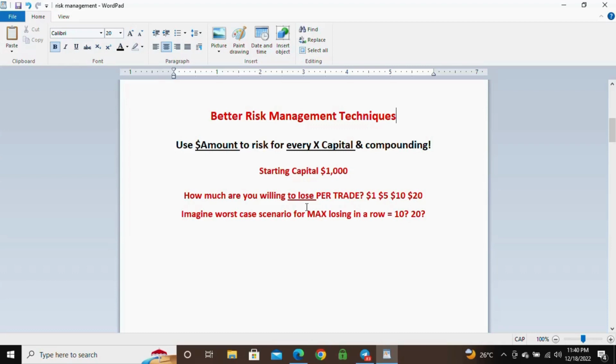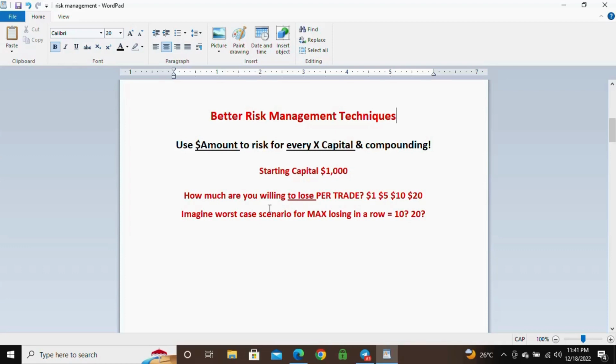So ask yourself. This is an individual decision. Nobody can determine that for you. Your mentor, your tutor cannot determine this for you. If you are having $1,000 and you know, oh, I can only afford to lose $20, so be it. If you cannot afford that $20, if you can afford $5, even if you can afford $2 or $3, it depends on your risk appetite.